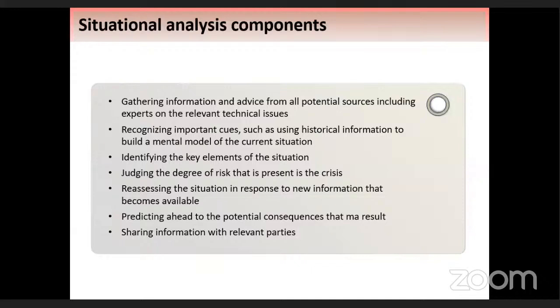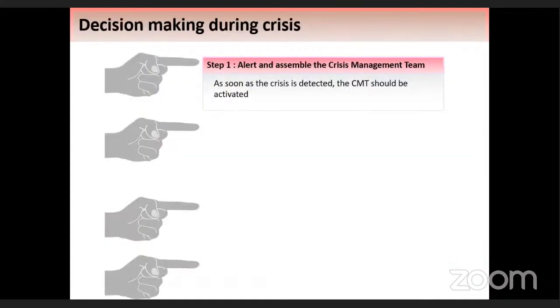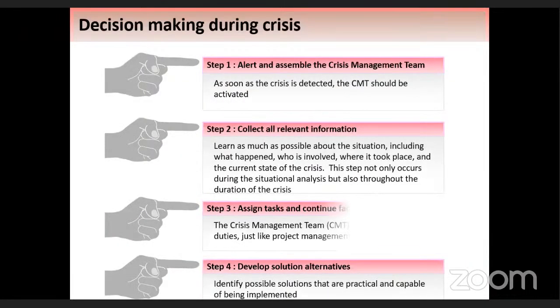Then judging the degree of risk that is present in the crisis. Reassessing the situation in response to new information that becomes available. Then predicting ahead to the potential consequences that may result, sharing information with relevant parties. So during this decision-making in a crisis, what are the steps to be taken?